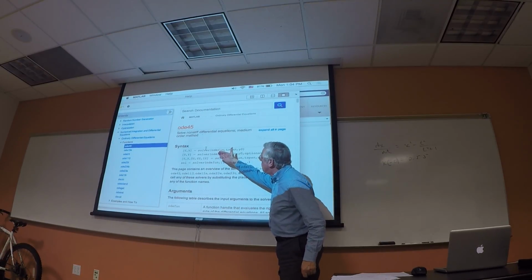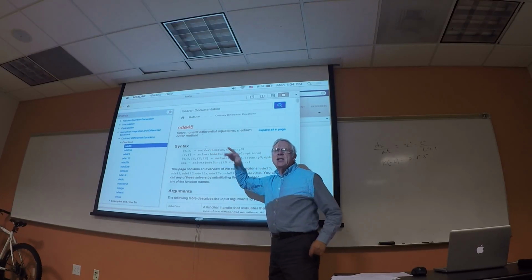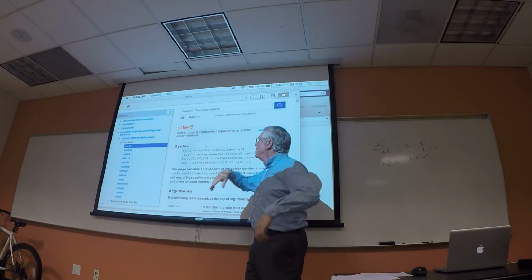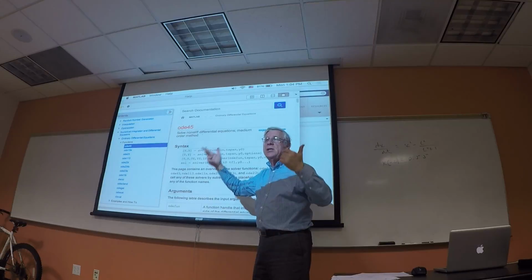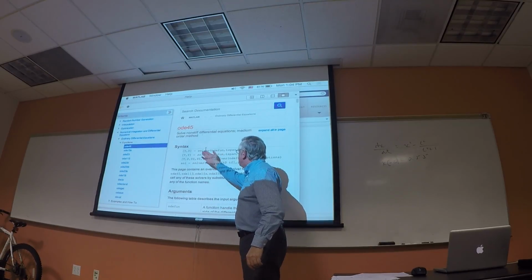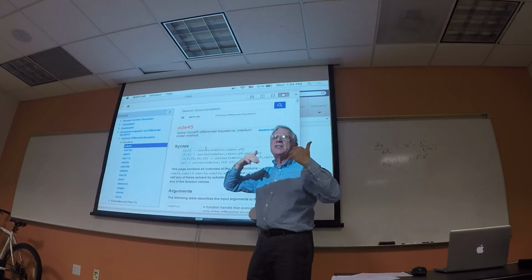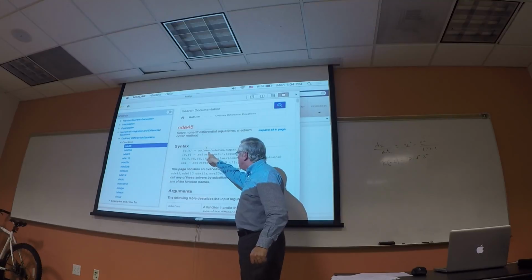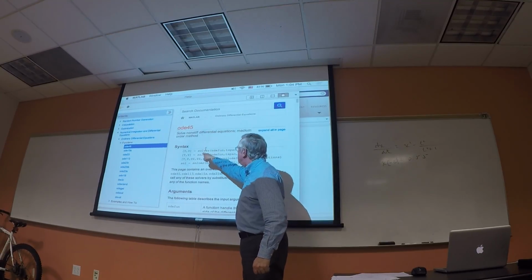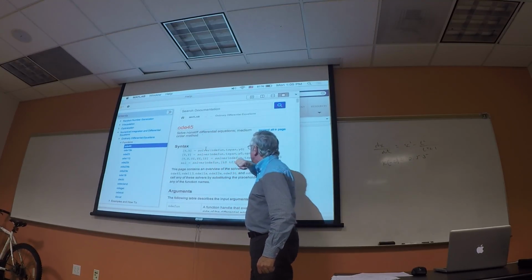Now, it doesn't say ODE45 there, because there are a whole bunch of solvers that MATLAB has. There's an ODE45, there's an ODE23. So this can be anything. In our case, it's ODE45, okay? Since they try to keep the syntax the same, they just say whatever solver you want to use. So let's see what goes in there.